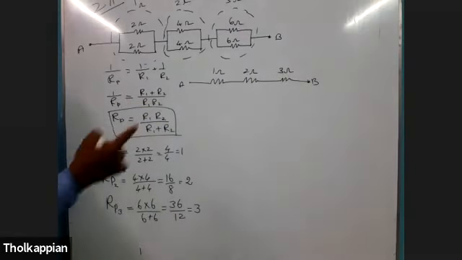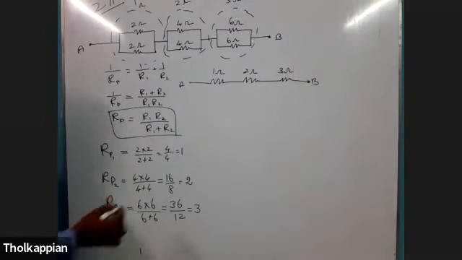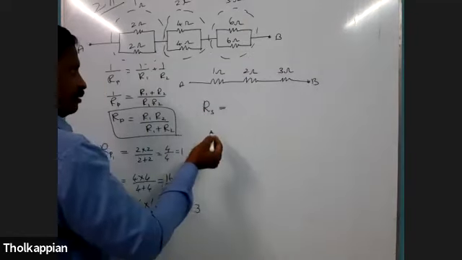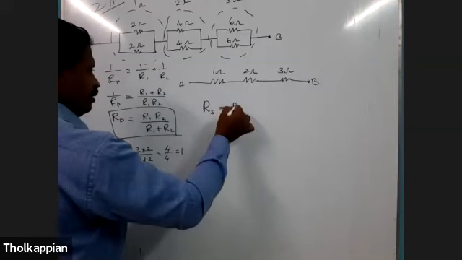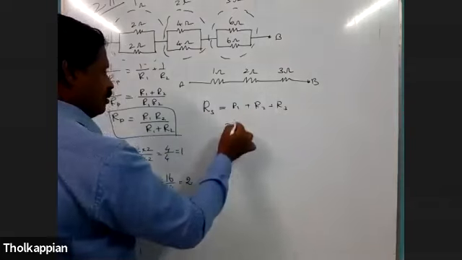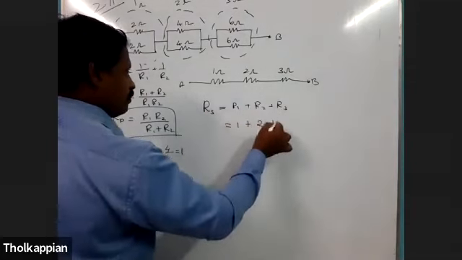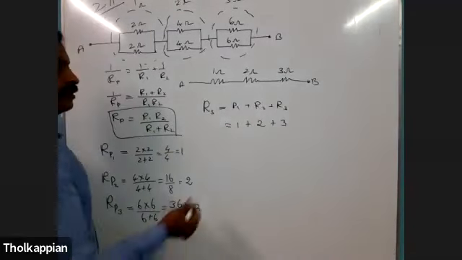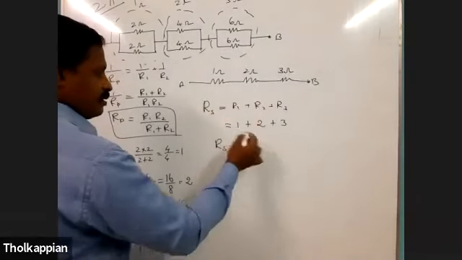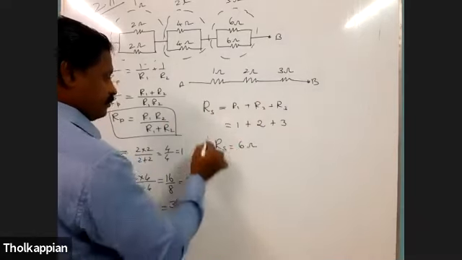Now all the three resistances are in series. So the effective resistance in series is equal to R1 plus R2 plus R3. So 1 plus 2 plus 3. So the total resistance value in series is 6 ohms. That's all.